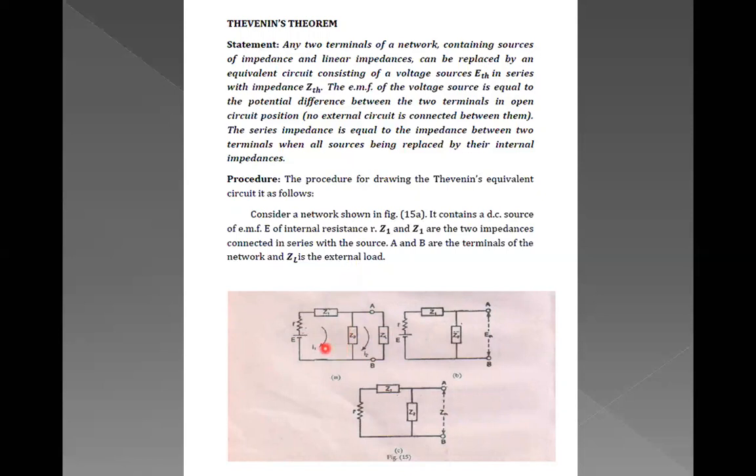So the equation comes like E is equal to R plus Z1 plus Z2 into I1 minus Z3 into I2. Okay, this is the first equation. And for the second one, it comes like I2 into ZL plus I2 into Z3 minus I1 into Z3 is equal to 0, because there is no source in the second mesh.